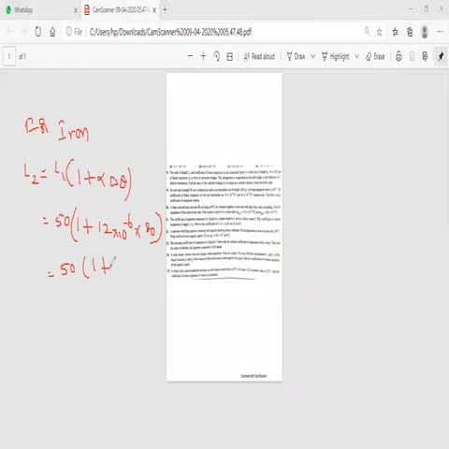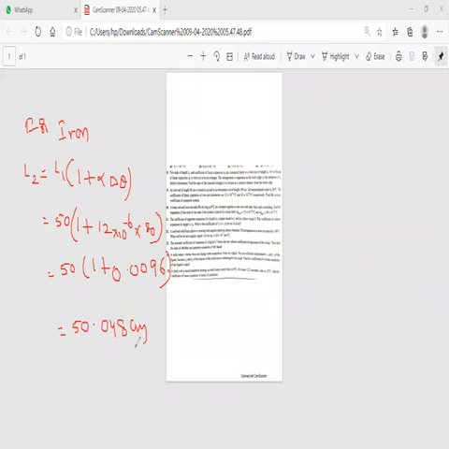960 into 10 power minus 6 means 0.0096. So finally this will be 50 into 1 plus 0.0096, and by multiplying them you will get the answer 50.048 centimeters. So this is the final length of the iron rod.